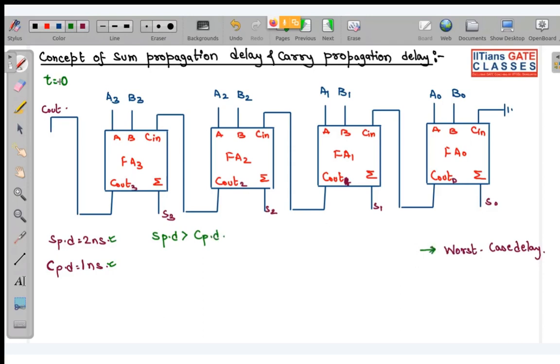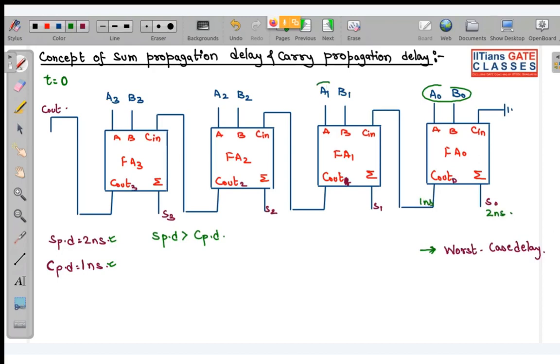So assume at t equal to 0, I am applying all the inputs A3, B3, A2, B2, A1, B1, A0, B0. So after 2 nanoseconds of the application of this input, as we have applied it at t equal to 0, this sum will be generated at 2 nanoseconds. But the subsequent intermediate carry will be generated at 1 nanosecond.